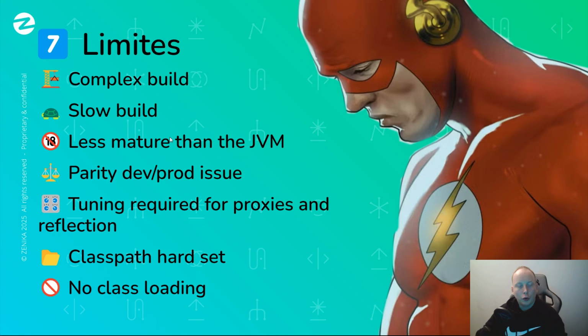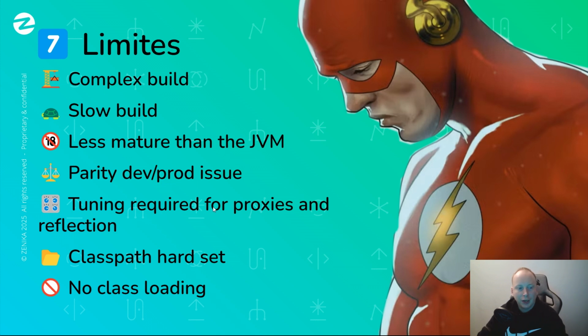So the limits: a complex build, a slow build, less mature than the JVM. The JVM has been there for a while, so there is a lot of stuff that has been debugged and documented. You also have a problem of parity between dev and prod. For example, I do my application on Windows, and if I want to deploy it on a Linux Alpine, it could be problematic. And on the CI, it will maybe not be the same process to build it. So there is something to think about here.